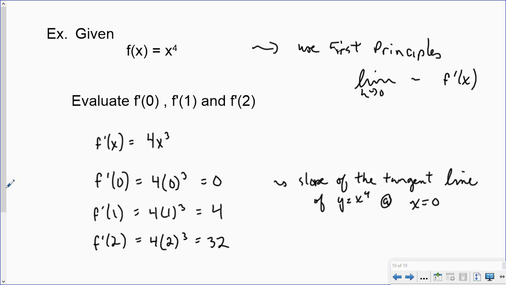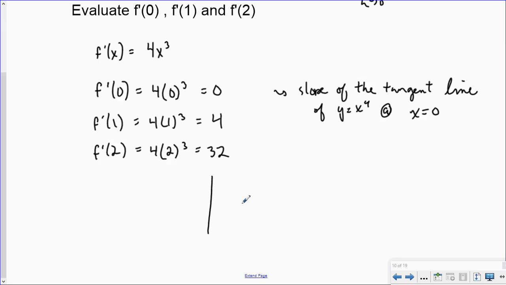We know, right, that quartic at 2 has a pretty steep slope here. And that's just what I found. That's it in a nutshell. That's how we find a derivative.